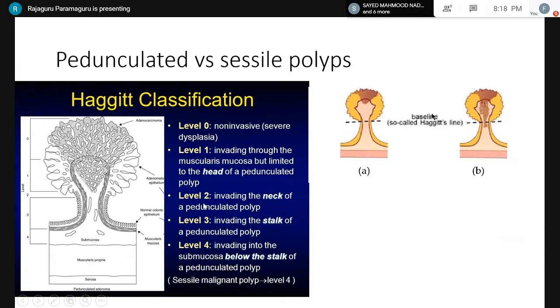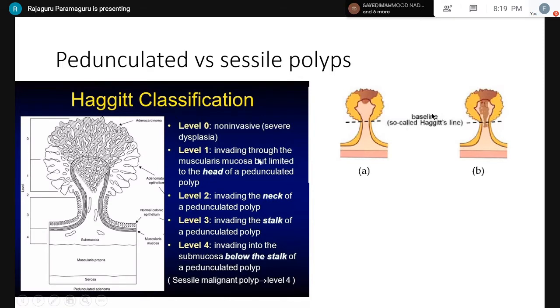The main thing, as I told, the Haggitt is used for the pedunculated polyps. So as you see here, the polyp and the changes of the polyp end here, and you have the stalk of the polyp over here, and this is the head of the polyp. The junction between the head and the stalk of the polyp is called the Haggitt line. So here you can see it very well. This is the Haggitt line, which is the line between the head of the polyp and the stalk. So this is very important. I will tell you why.